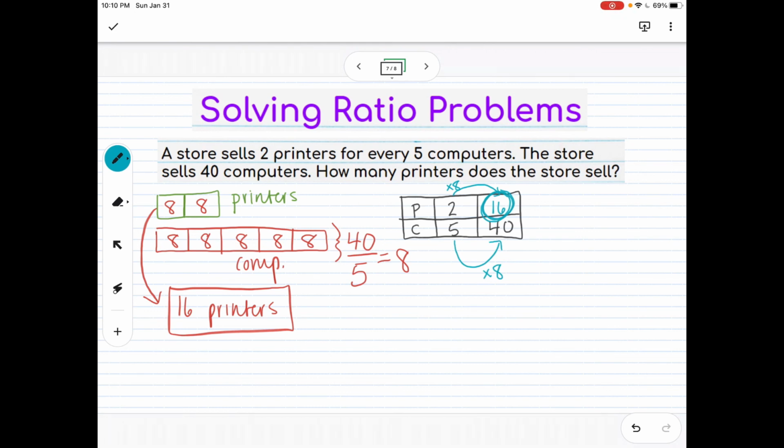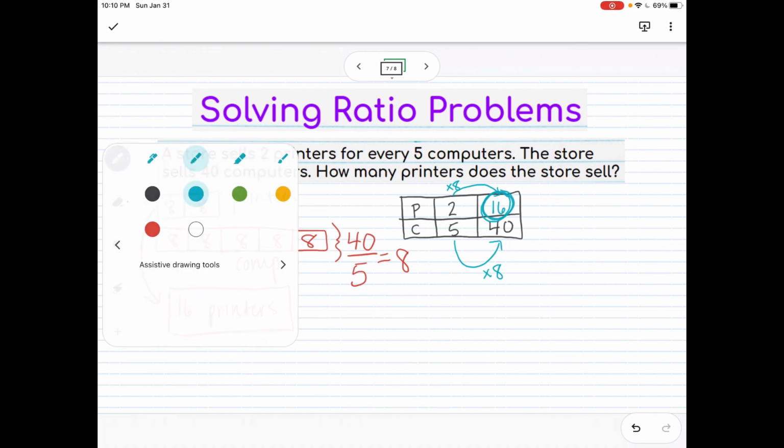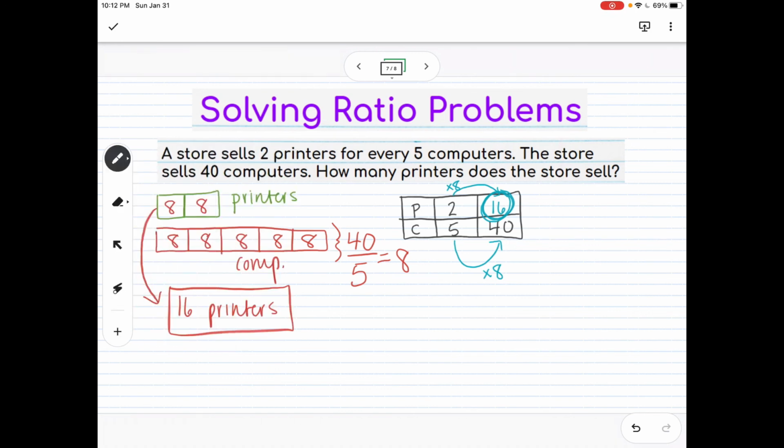And then my very last strategy would be proportions. For proportions, we'd actually set up the exact same thing. So we would just set up what we know. We know that there is 2 to 5 when it talks about printers to computers. And remember, we set this up with the same thing. So we know computers, which would be set up equal to the 5. And same thing, we would want to solve for our missing value. So in this case, I'll actually name it as P for printers.